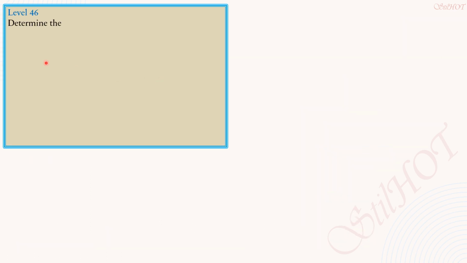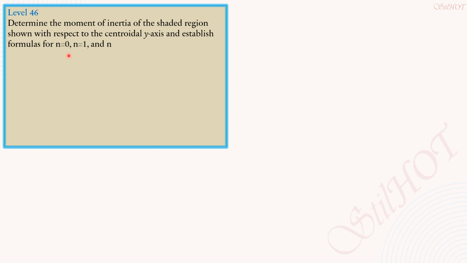Level 46: determine the moment of inertia of the shaded region shown with respect to the centroidal y-axis, and establish formulas for n equals 0, n equals 1, and n equals 2. So here is the given figure. This is the same as in the level 45 problem. This time, let's derive the centroidal moment of inertia with respect to the y-axis.